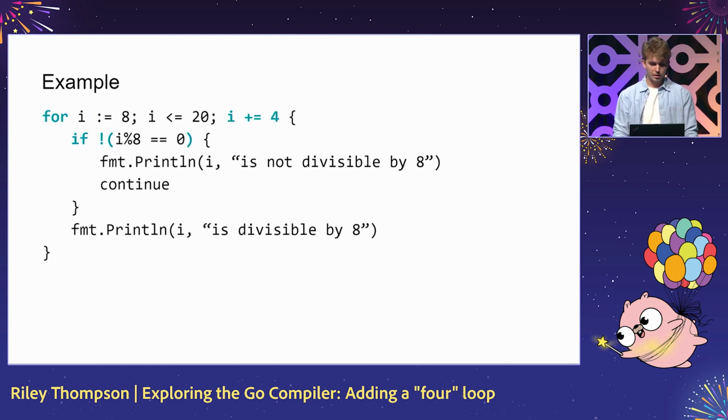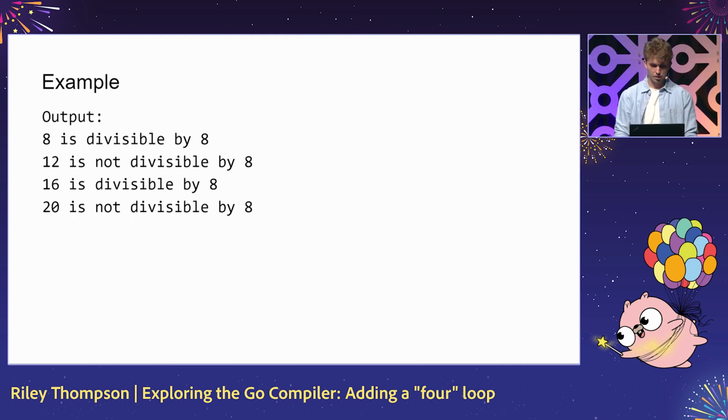Okay, so let's take a look at an example putting these together. The following is valid Go code that prints out whether multiples of 4 from 8 to 20 are divisible by 8 or not. Its output would be this. 8 is divisible by 8, 12 is not divisible by 8, 16 is, and 20 is not.